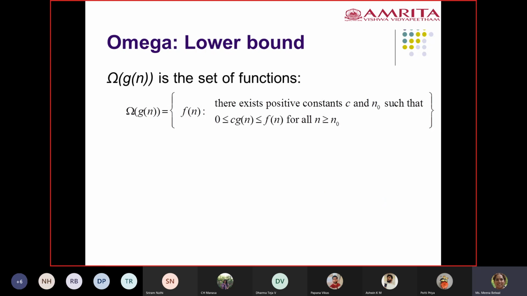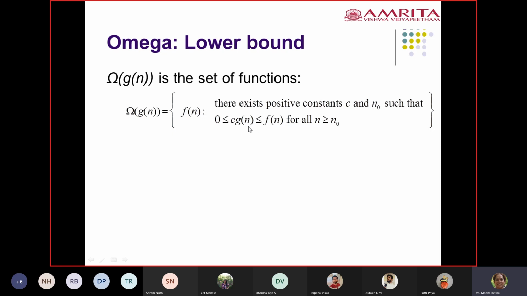Okay, but is there a concept of lower bound also? Yes, there is a concept of lower bound also, that is represented by omega. Omega g(n) is a set of functions. Omega g(n) is equal to f(n), right? So if a function f(n) is given to you, such that there exist positive constants c and n0 again, such that c g(n) is less than or equal to f(n). Right? So we are able to find c and n0. The conditions are the same, that c and n0 have to be positive constants greater than 0, but c g(n) is less than or equal to f(n). So this is giving me a lower bound.